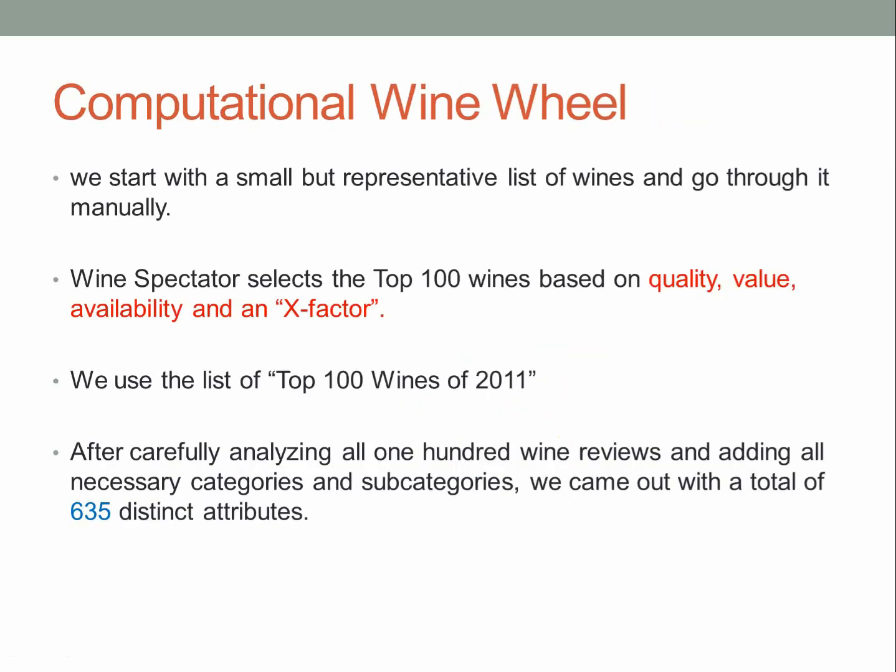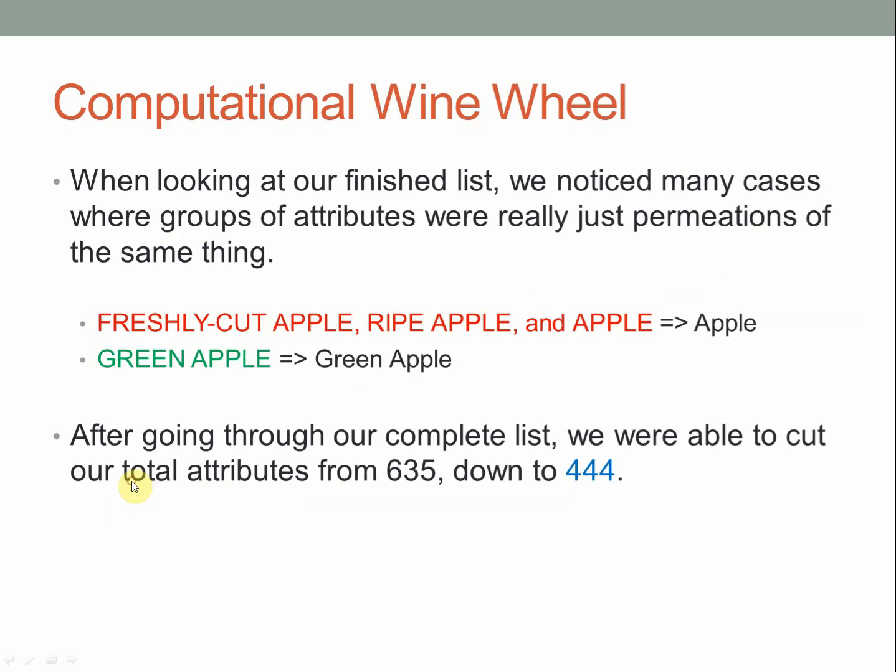So we start small. For the computational wine wheel, everything begins with 1 year of the top 100 wines. We go into the top 100 wines of 2011, handpick all of those 100 wines' attributes, and try to collect all of those attributes, forming a dictionary that has about 635 attributes. However, we notice that many of them are similar yet different.